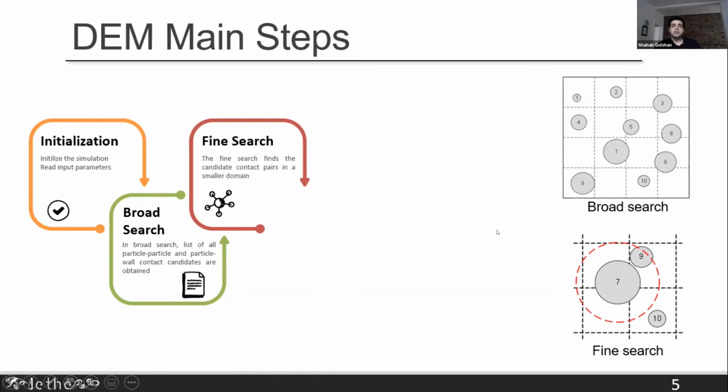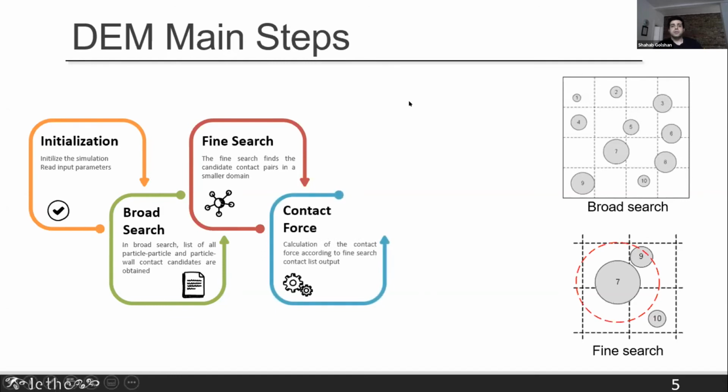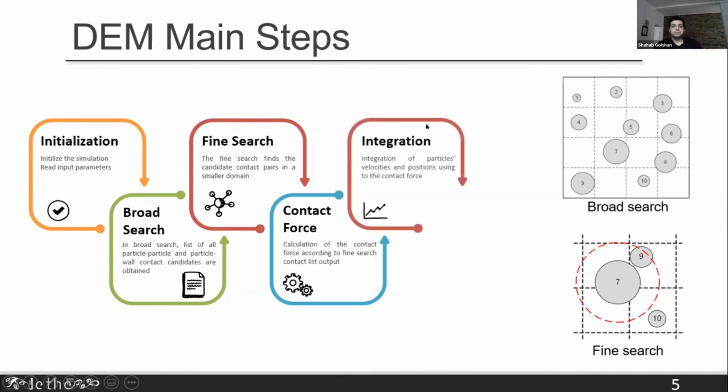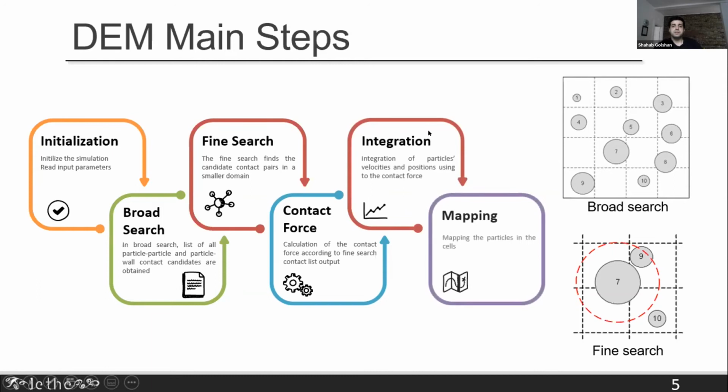In the fine search, we calculate the distance between all the pairs in the contact candidates and find the particle pairs which are very close to each other. By finding the overlaps between these particle pairs, we can calculate and apply the contact forces on the particles and find their new velocities and positions in the next time step using integration. So these steps are repeated until the simulation reaches the final simulation time.